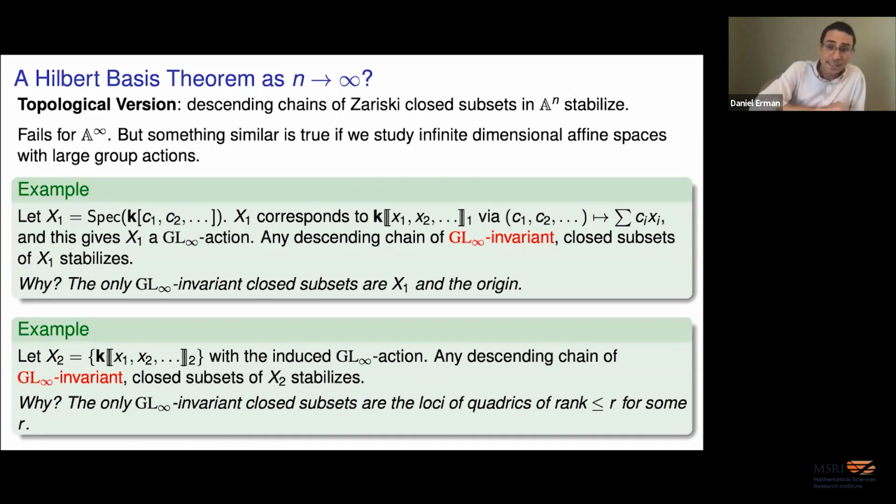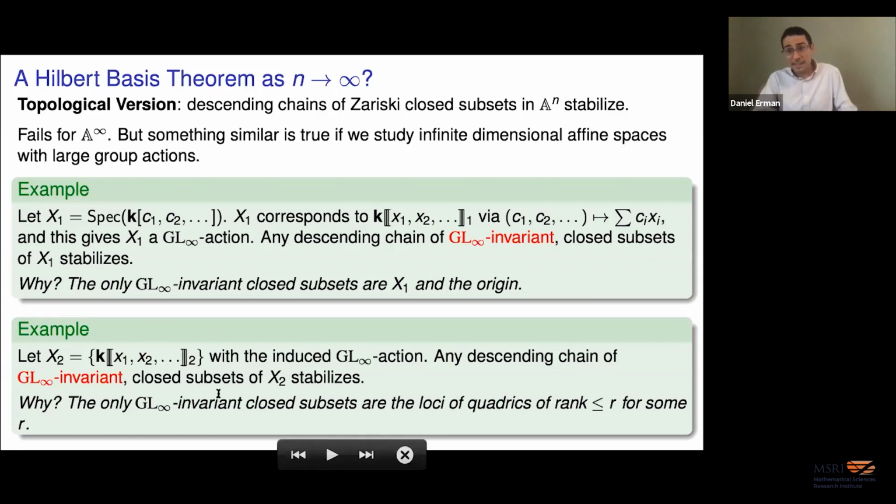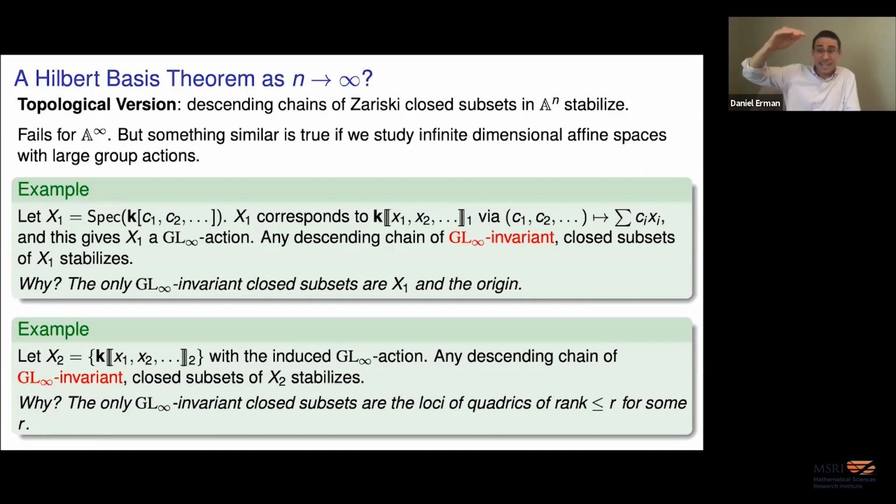But if you pass to the next example, if you start looking at quadrics, the same thing is true, except here it's less trivial. There are lots of GL infinity-invariant closed subsets. They're the loci of bounded rank. And any descending chain will terminate, because any descending chain starts with rank at most like 10 billion. And then when you descend, the rank loci have to go down, and so eventually it'll stabilize. So in this other case, you can get chains of arbitrary length, but any chain of invariant closed subsets will eventually stabilize.